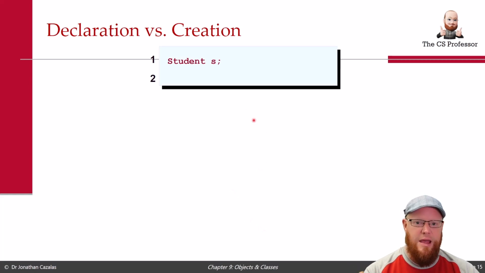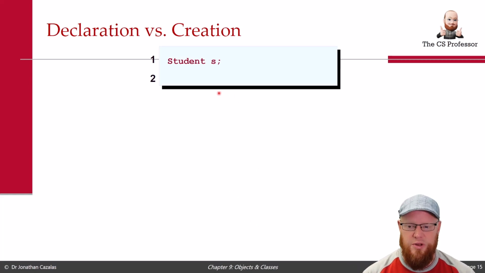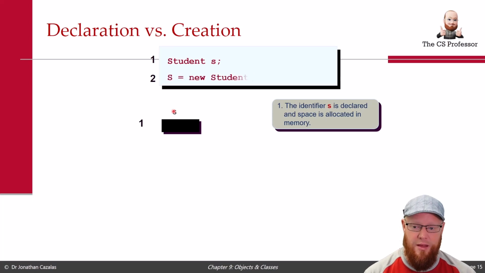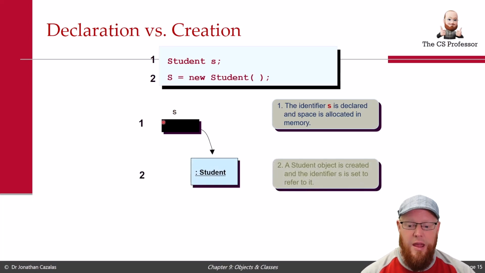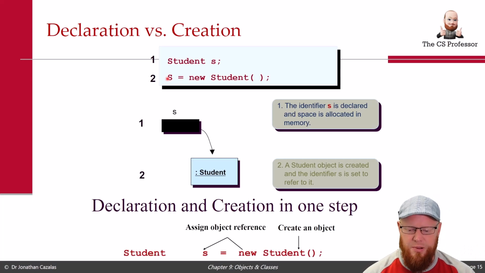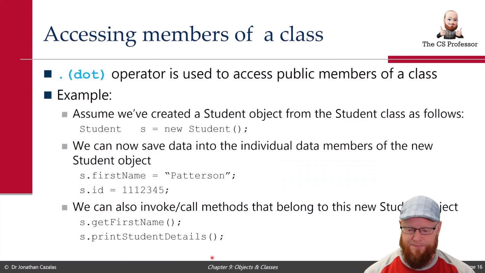Breaking down those two components of declaration versus creation, here we declare a variable S of type student, but S currently points to nothing. And now we check the next line of code. Now we create a new student object, and we save the address of that new student object into the variable S. Of course, you needn't declare on one line and then create the student object on the next line. You can do it completely in one go by saying student S equals new student.